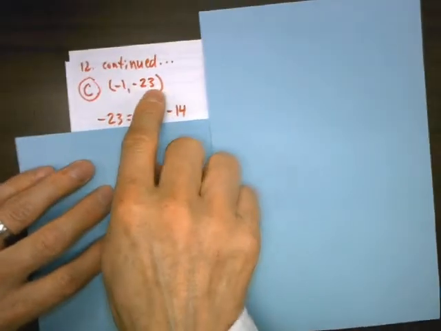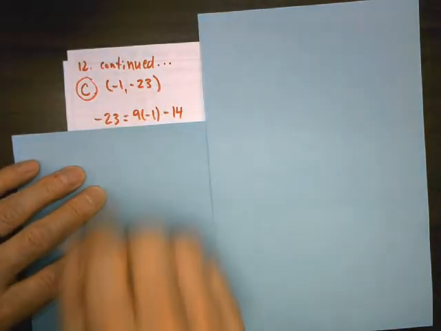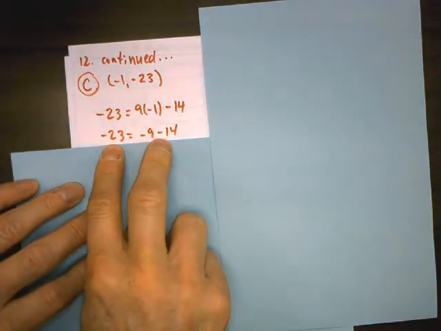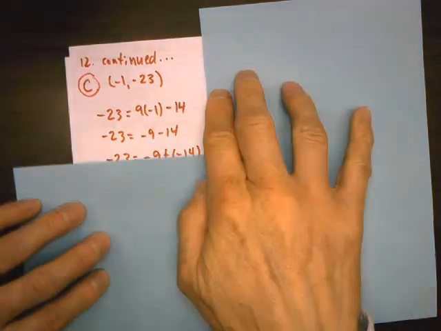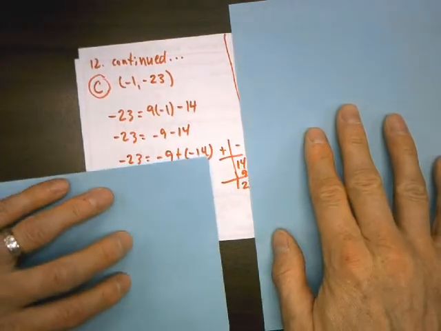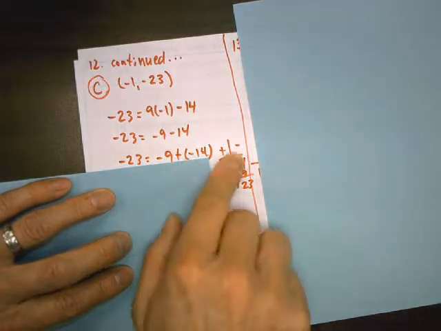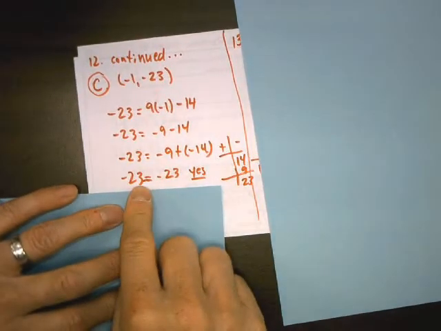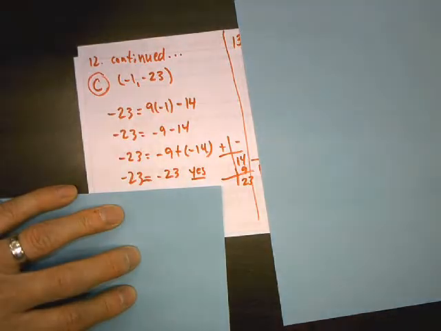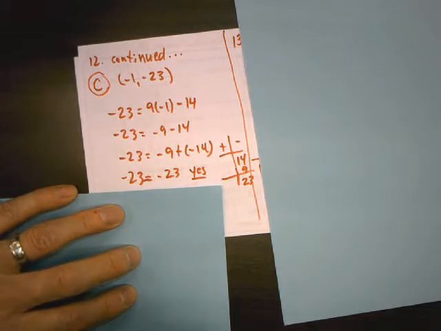C, I'm going to plug in y here, x here into my equation they gave me, and simplify. Now, this is negative, so it might work, so I'm going to keep going. I'm going to do my rule for subtraction. I'm going to do teams here. Negative 9 and negative 14 is negative 23. I see that's true, so this is the answer. This one is a solution to that equation. It satisfies the function, in other words. It's on the line, on the graph of the line.